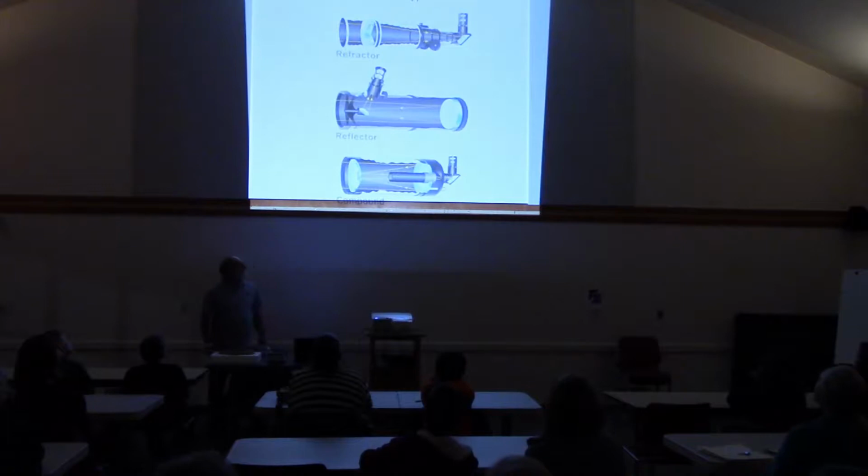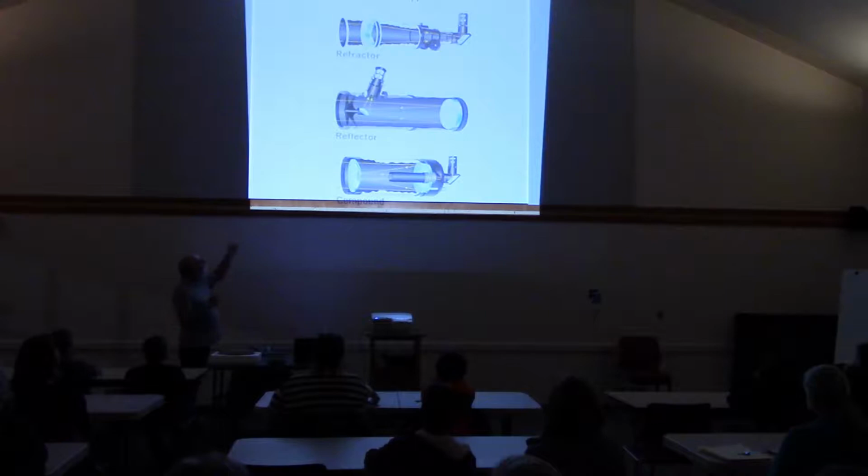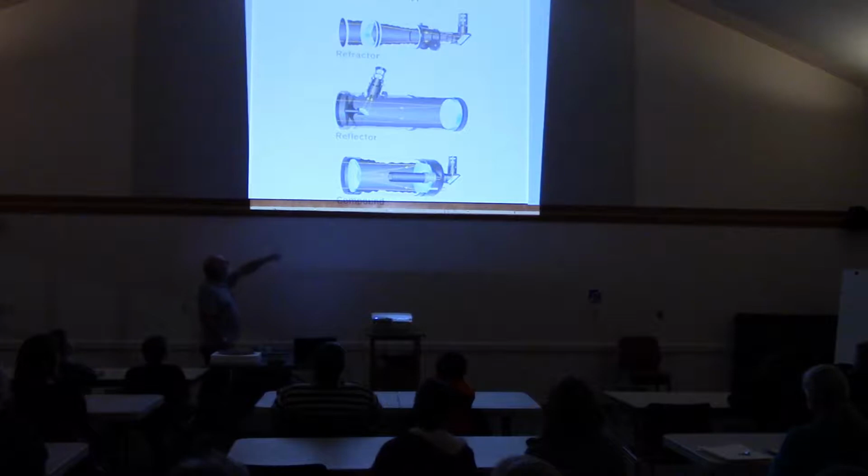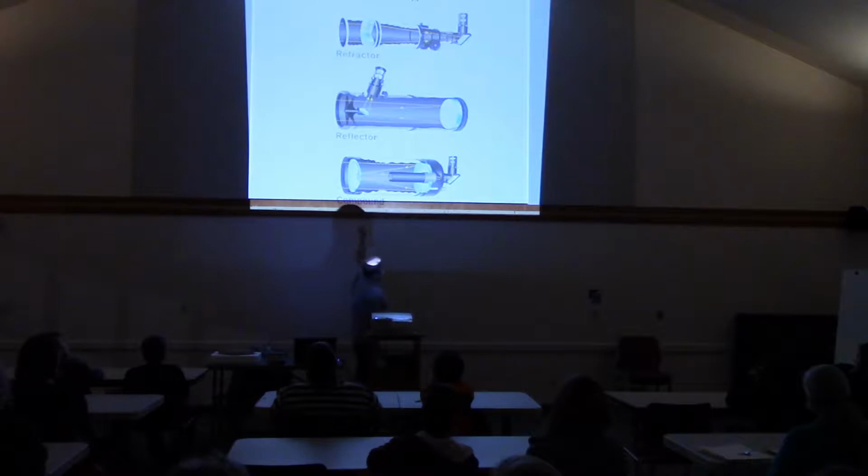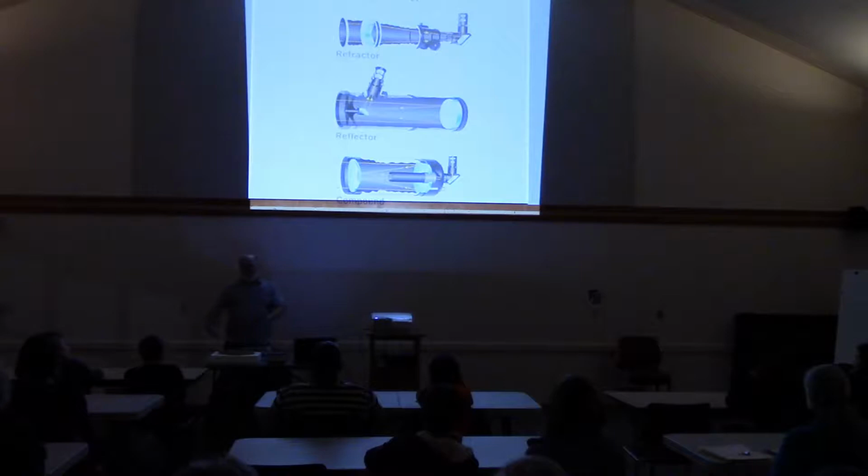Three main types: refractors, two lenses, light goes straight through. A reflector has a mirror at one end. Here you see it on the right-hand end. And a compound, or catadioptric, uses a combination of lenses and mirrors. This little mirror here at the end on the top one, just kind of ignore that. It's called a star diagonal, and it's there for convenience. It's just so you don't lay on your back on the ground if you're looking straight up.